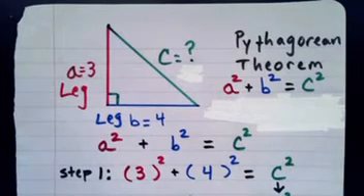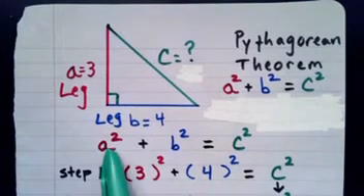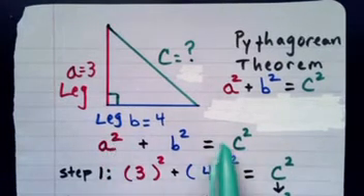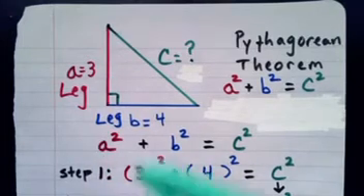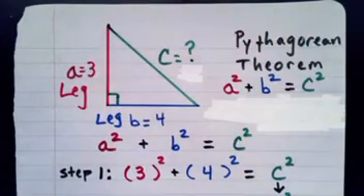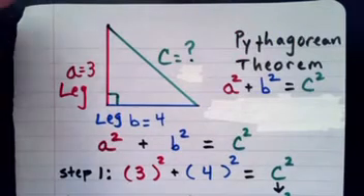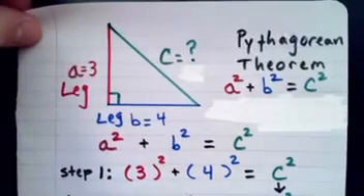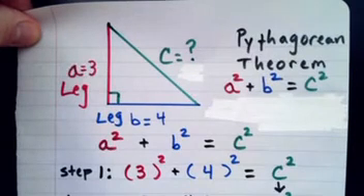So step 1 would be to use the formula a squared plus b squared equals c squared. I suggest you write this down so you can clearly see all of your steps. And if you made a mistake, you can find out where and then fix the mistake, learn from it, and not make that mistake again.